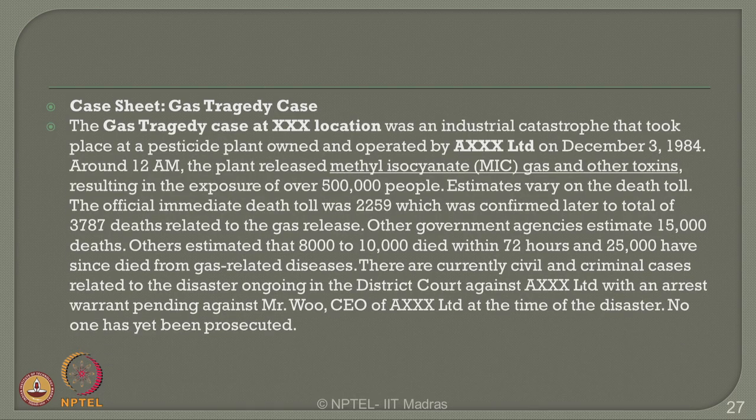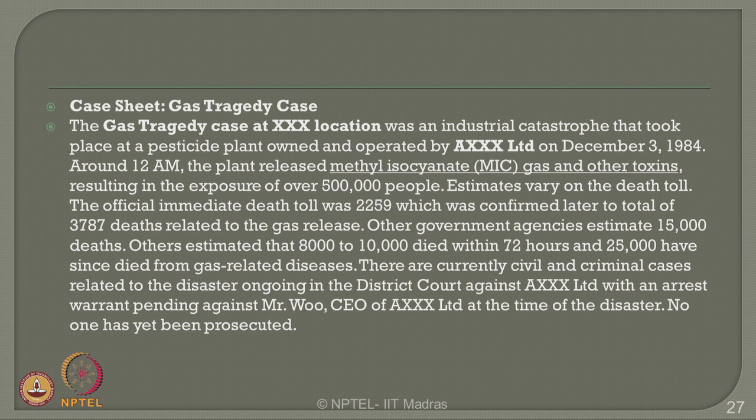The gas tragedy at XXX location was an industrial catastrophe that took place at a pesticide plant owned and operated by XXX Limited on December 3, 1984. Around 12 am, the plant released methyl isocyanate gas and other toxins, resulting in the exposure of about 500,000 people. Estimates vary on the death toll. The official immediate death toll was about 2259, which was later confirmed to a total of 3787 deaths related to the gas release. Other government agencies estimated 15,000 deaths.